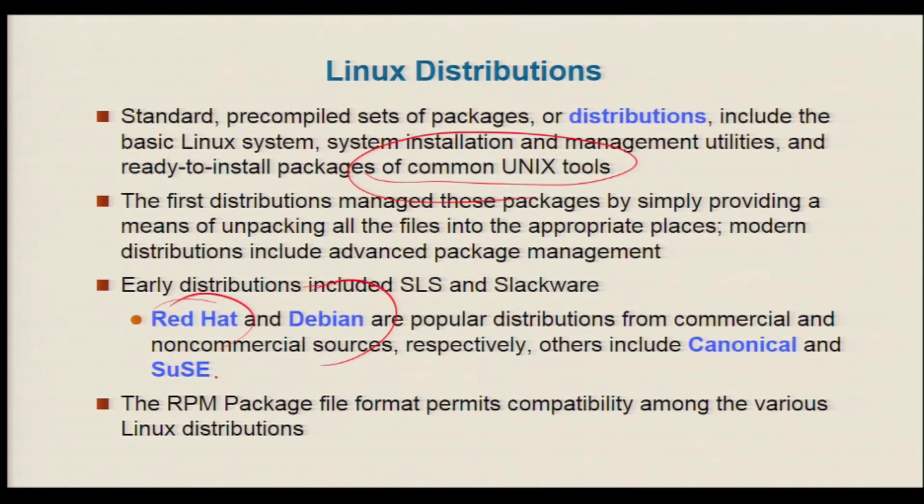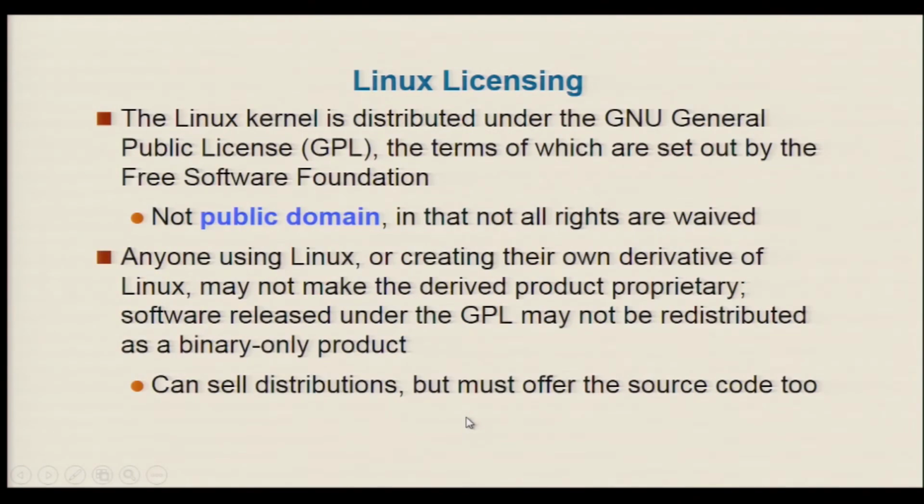The Canonical and SUSE projects, the RPM package file format permits compatibility amongst various distributions. It's just a package that tells how we can go across from one particular Linux flavor to another particular Linux flavor. There are some licensing concerns.